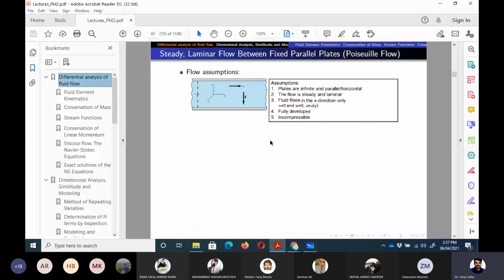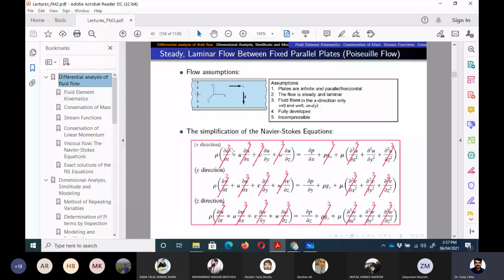And then the fifth assumption is incompressible flow. Now, if we apply these assumptions to the governing equations, which are the Navier-Stokes equations, I have done it here for your convenience. You will see that there is a number written with each cancellation. That number represents the assumption we are using for the simplification.